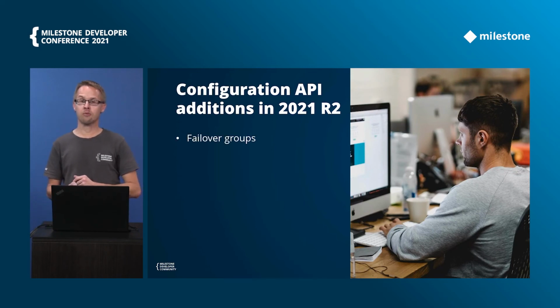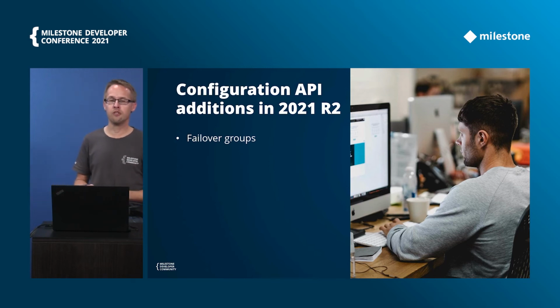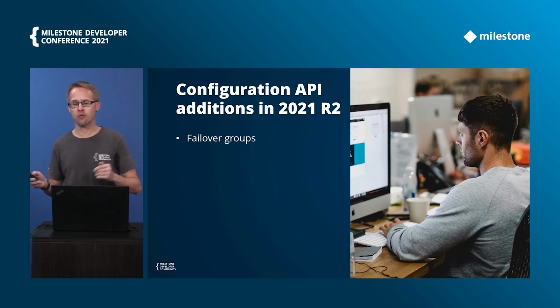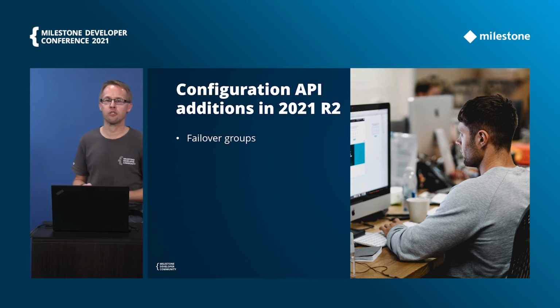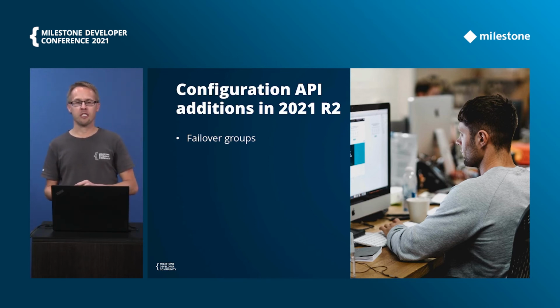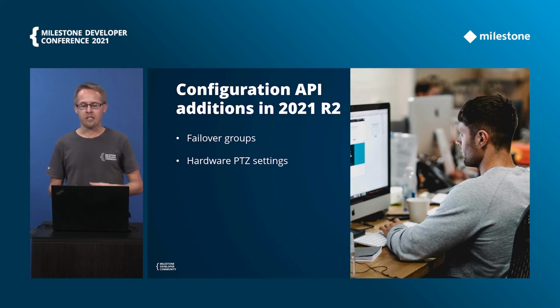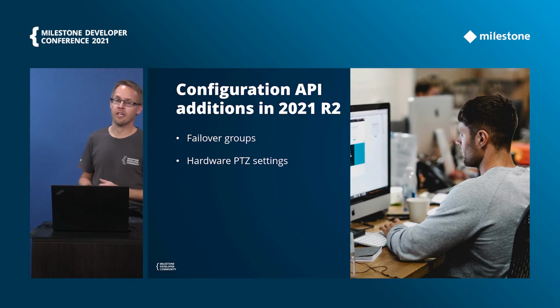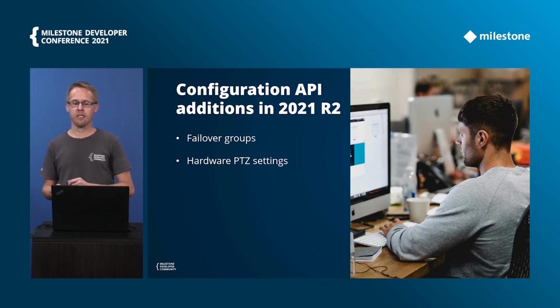In R2 we added support for failover groups, so you can now create new failover groups, create the structure of them, and move around the failover servers between the groups, so you can automate the process of how redundancy is handled in your system. We also added support for hardware PTZ settings, so stuff like COM ports and other things that are mainly used for analog cameras on encoders. This can now be configured through Config API.